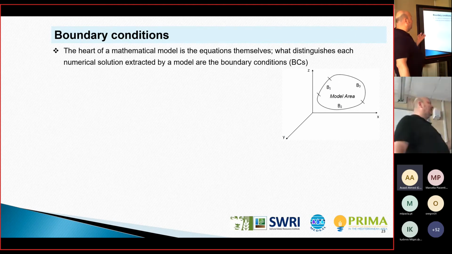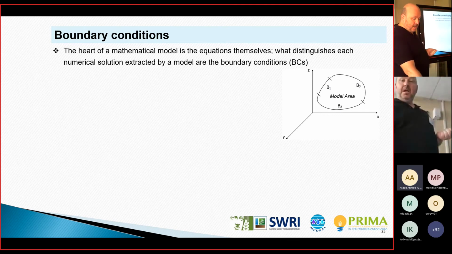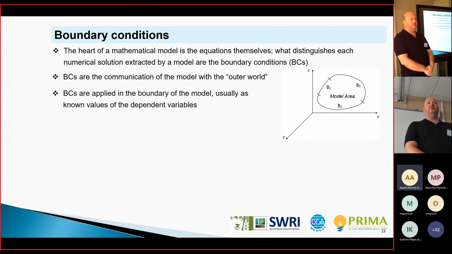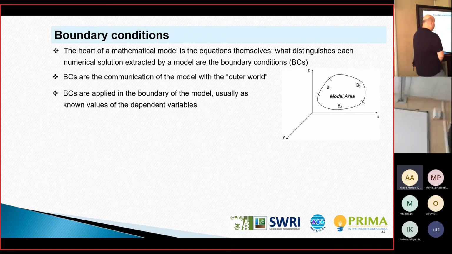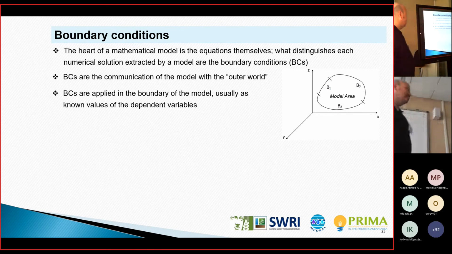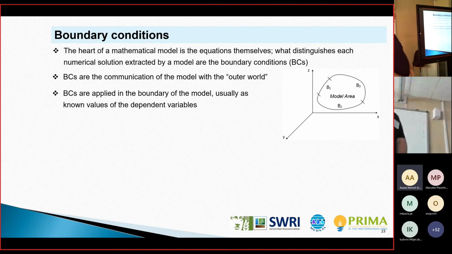I think we have realized that the heart of the mathematical model are the equations themselves, but what distinguishes each numerical solution extracted by any model are the boundary conditions. So, let's see what the boundary conditions are. The boundary conditions are the communication of the model with the outer world. So they are applied on the boundary of the model area, as you can see here, and usually are known values of the dependent variables. Dependent variables are the head and concentration in our case.